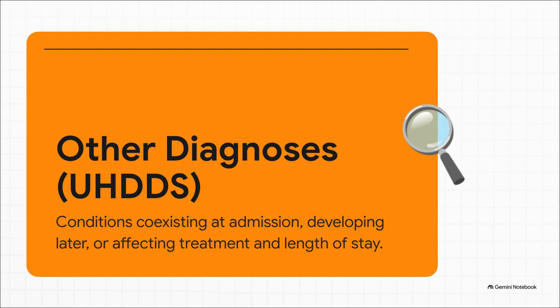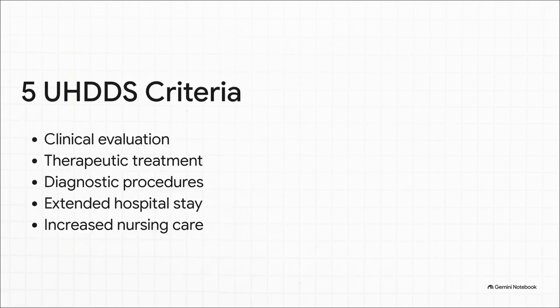The Uniform Hospital Discharge Dataset, or UHDDS for short, defines secondary diagnoses purely based on whether they actively affect patient care during the stay. Basically, it includes all conditions that coexist at the time of admission, anything that develops later, or anything that impacts treatment and length of stay. In the real world, this is the hard dividing line between what a physician just casually jots down in a chart and what we legally report to the payer. But how do we actually prove to an auditor that a condition affected their care? That is exactly where these mandatory thresholds come in.